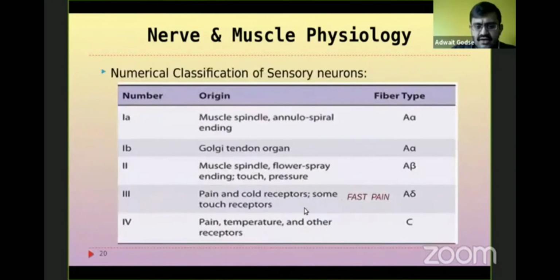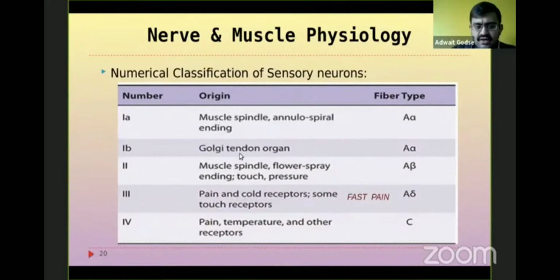Let's move ahead. There is another mode of classification called numerical classification, and it is applicable only for sensory neurons. Roman numerals are used: 1, 2, 3, 4. So type 1A, type 2, type 3, like this. Clear? What is important? Golgi tendon organ. You will find this word over here.